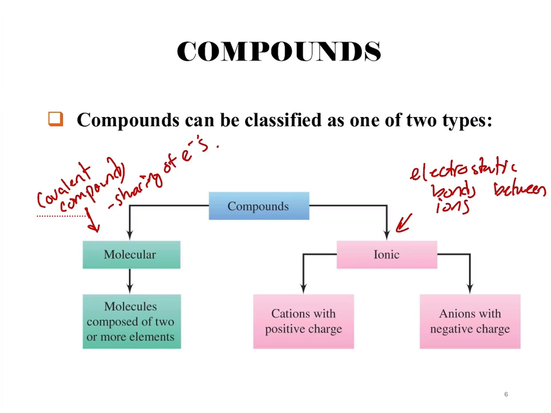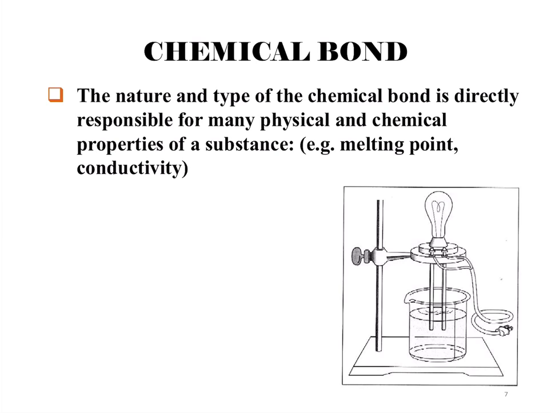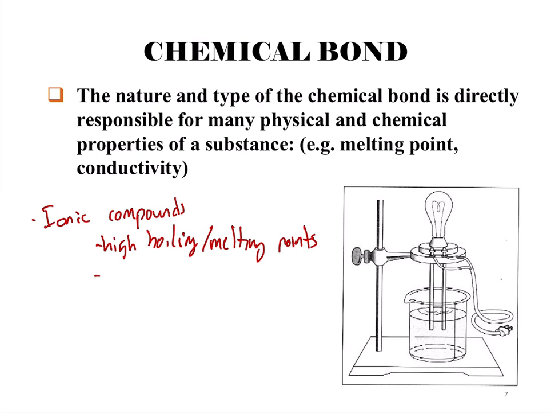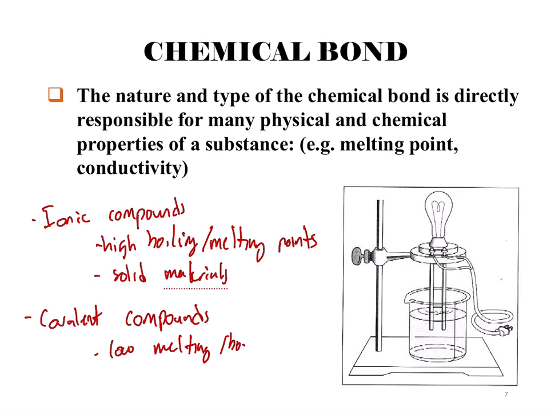And so these different types of bonds affect, again, the same way the structure of the electrons within an element affects its properties, the type of bonding that we have affects the properties of the compound as well, right? So the type of chemical bond is responsible for many physical and chemical properties, right? So ionic compounds tend to have high boiling points or melting points. They tend to be solid materials. Whereas covalent compounds tend to have low melting points. And they can be any state of matter.